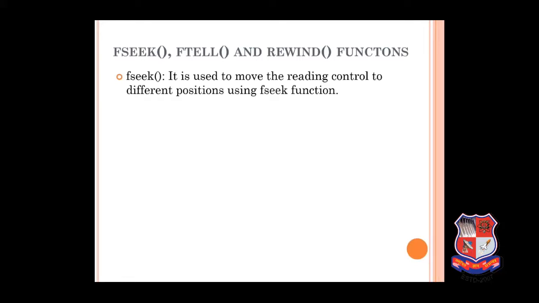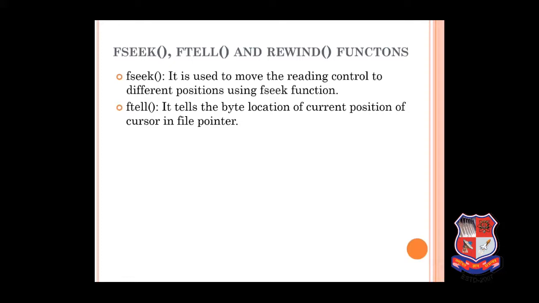So that is fseek. Next is ftell. It tells the byte location of the current position of the cursor in the file. When you are reading or writing a file, we do not know where my file pointer stands. To know the position of the file pointer, we use ftell. Wherever the file pointer is, while reading or writing, it will give us the byte position or the particular line address of the file.